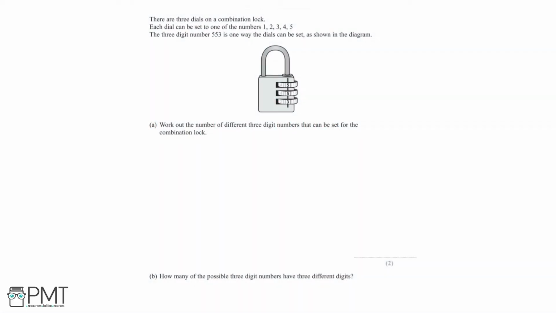In this question, we're told that there are 3 dials on a combination lock. Each dial can be set to one of the numbers 1, 2, 3, 4, or 5. The 3-digit number 553 is one way the dials can be set, as shown in the diagram. In part A, we need to work out the number of different 3-digit numbers that can be set for the combination lock. Well, let's draw a diagram to represent the 3 different digits.